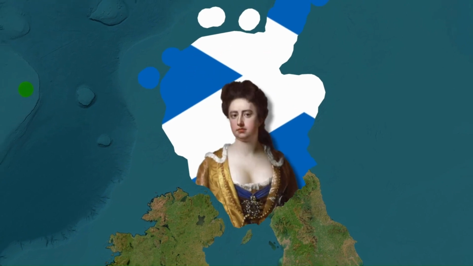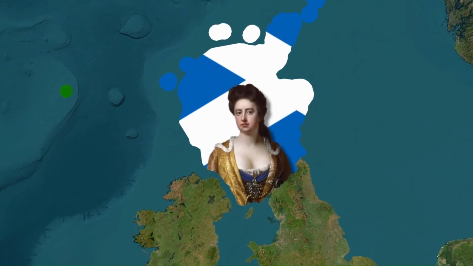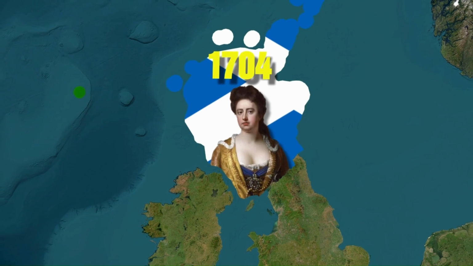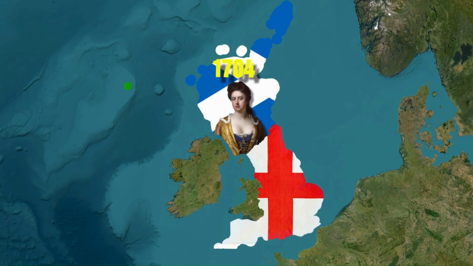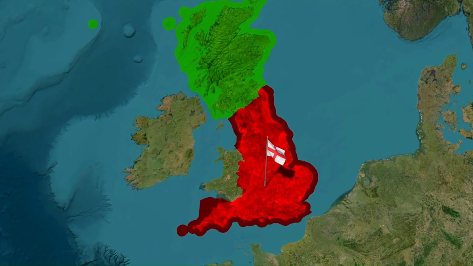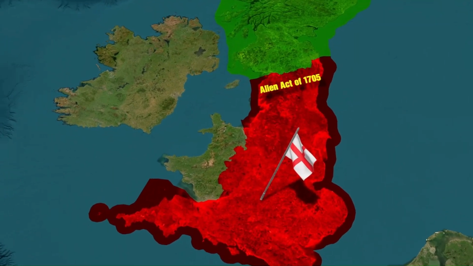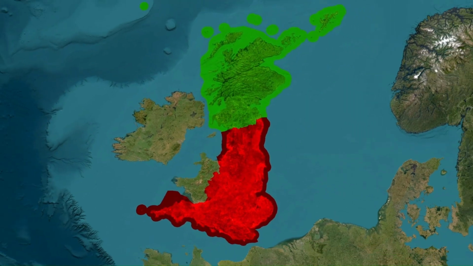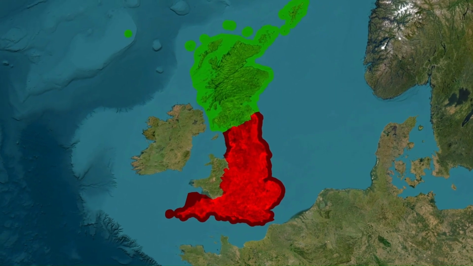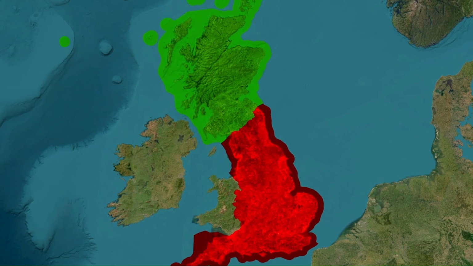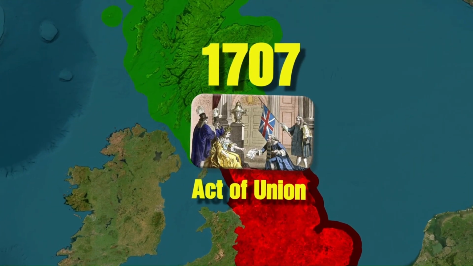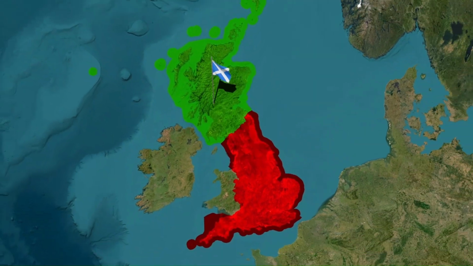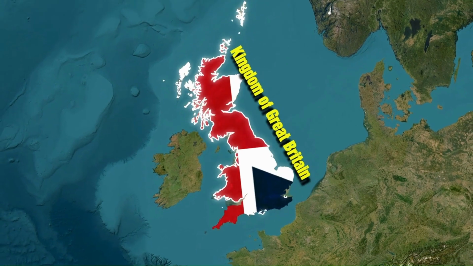When Queen Anne took the throne, Scotland passed the Security Act of 1704, threatening to crown a different monarch from England after Anne's death. England retaliated with the Alien Act of 1705, blocking Scottish trade and treating Scots as foreigners. England then offered union and backed it with generous bribes to key Scottish nobles. In 1707, the Act of Union was signed, merging Scotland and England into the Kingdom of Great Britain.